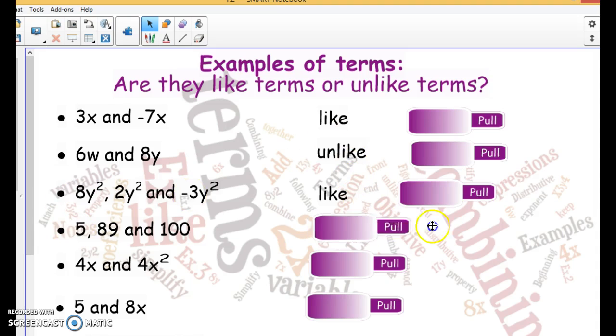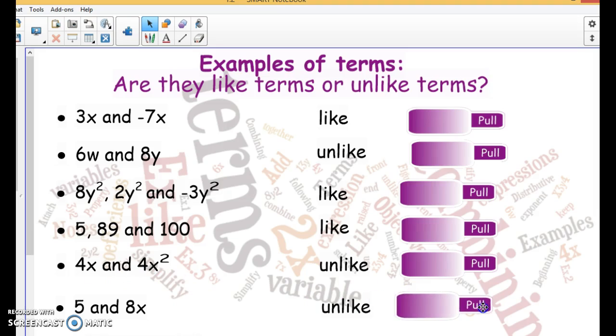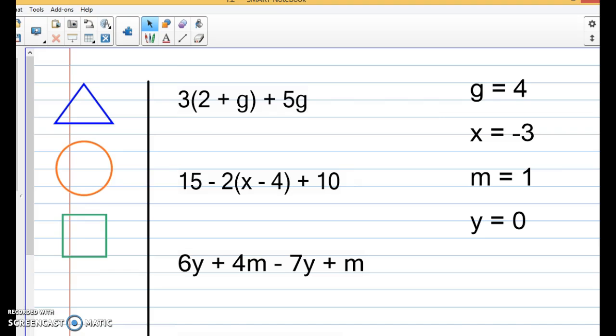These are all numbers, so they are all like terms. I can add all those up and get 194. Here I have a 4x and a 4x squared, so even though the 4 is the same and the x is the same, they're not going to be like terms because one is an x squared and one is an x. So I would just leave them separate as 4x and 4x squared. And this last one, I have a 5 and an 8x. They are unlike terms. One's a 5, one's an 8x. They are not the same.